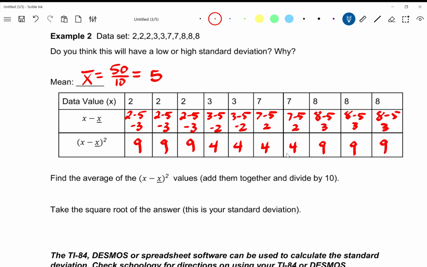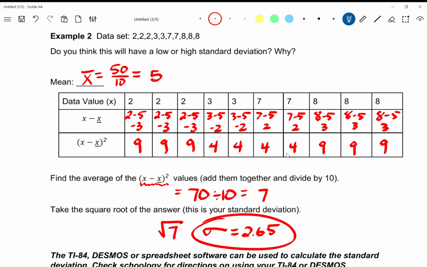Okay, now find the average of all of the bottom values. That means we have to add them all up, and they add up to 70. We're going to divide by 10, there are 10 of them, so the average of the bottom set of numbers is 7. This is called the variance, again. And we're going to take the square root of that to find the standard deviation. So the square root of 7 is 2.65. And this number is bigger than the last one, like I expected, because the numbers were more spread out.